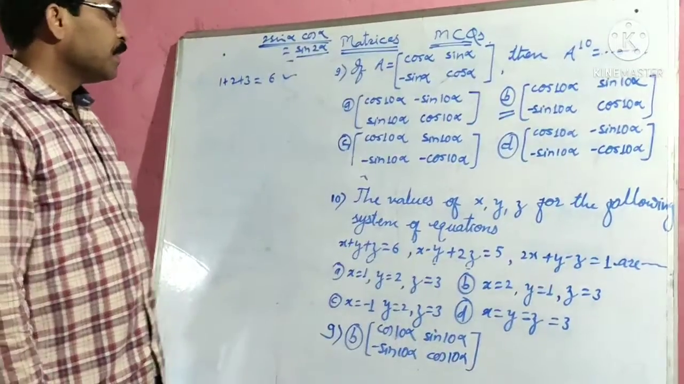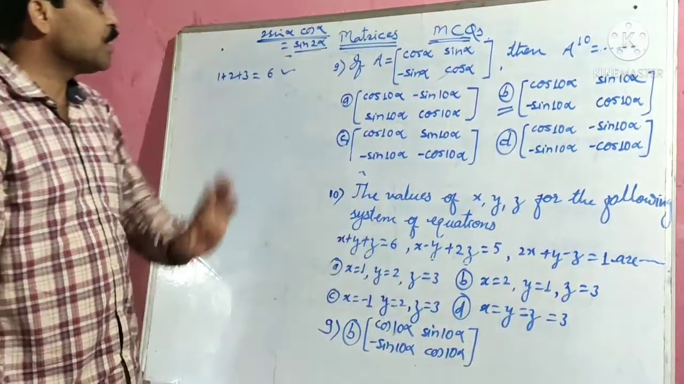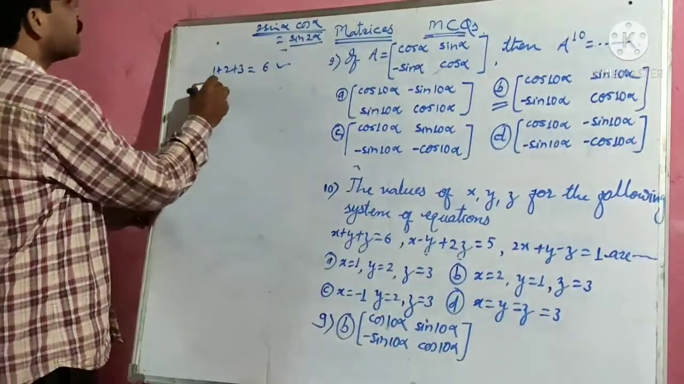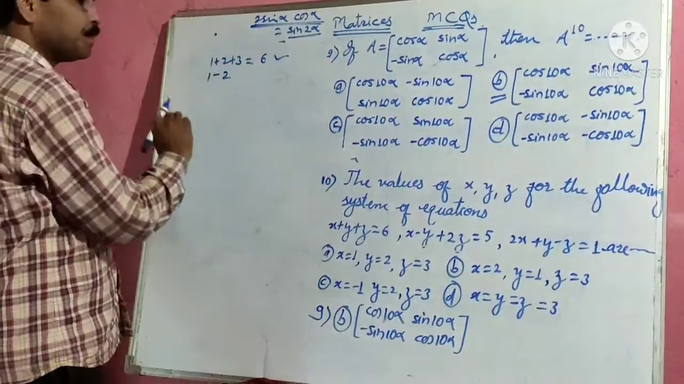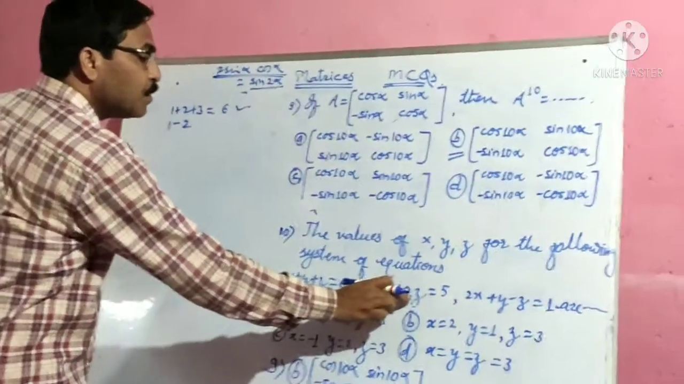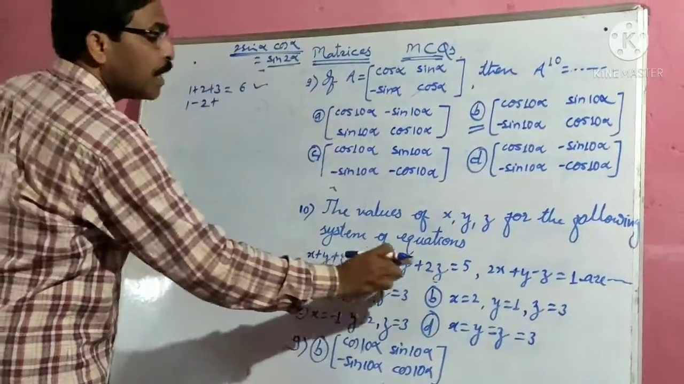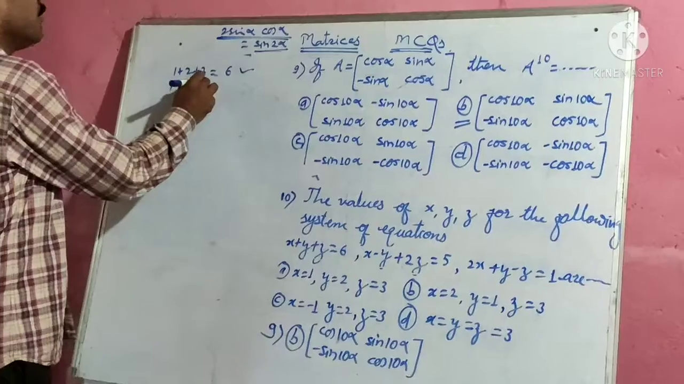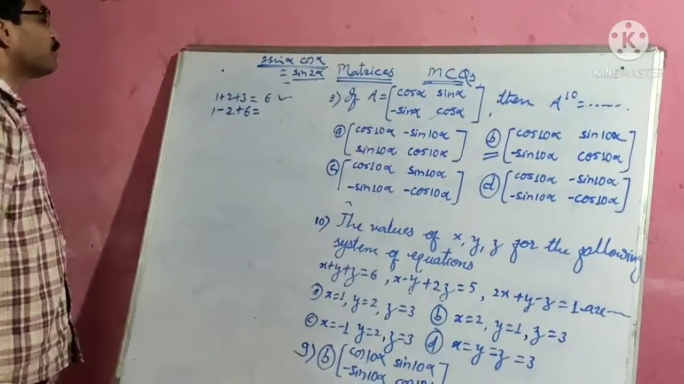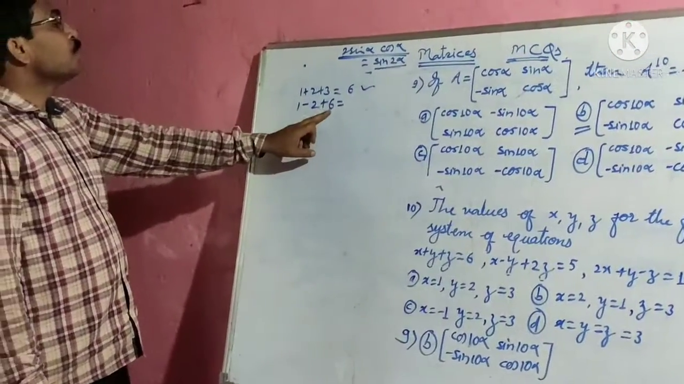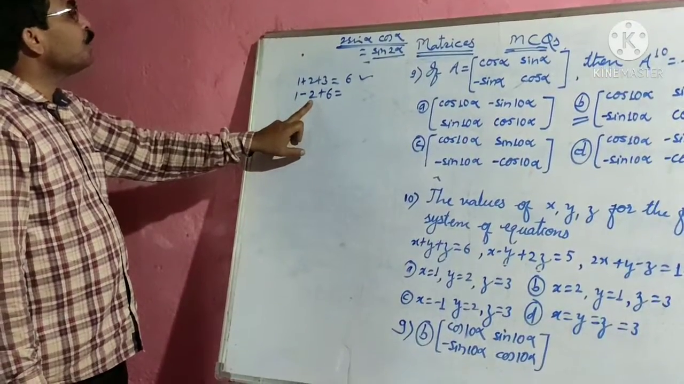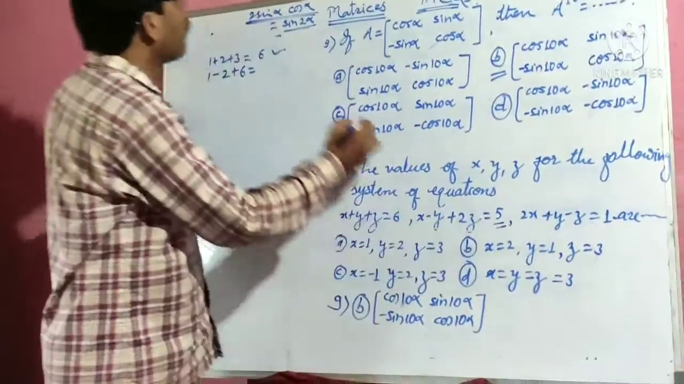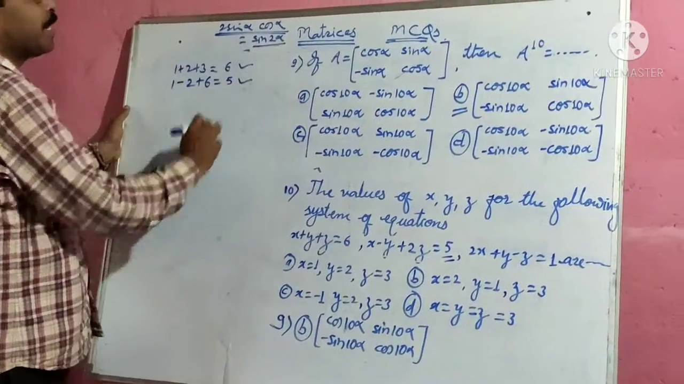Now let us see the second equation. x is equal to 1, after that minus y, y is equal to 2, plus twice z, z is equal to 3, 3 into 2 we write here 6. So 1 minus 2 is minus 1, plus 6 is 5. It is given 5. So the second equation also gets satisfied.